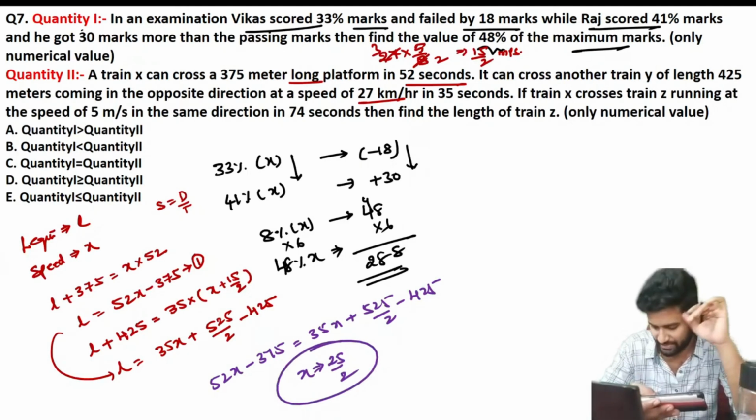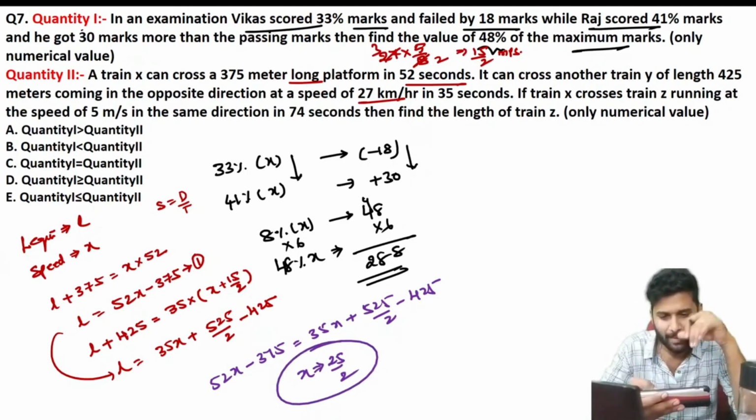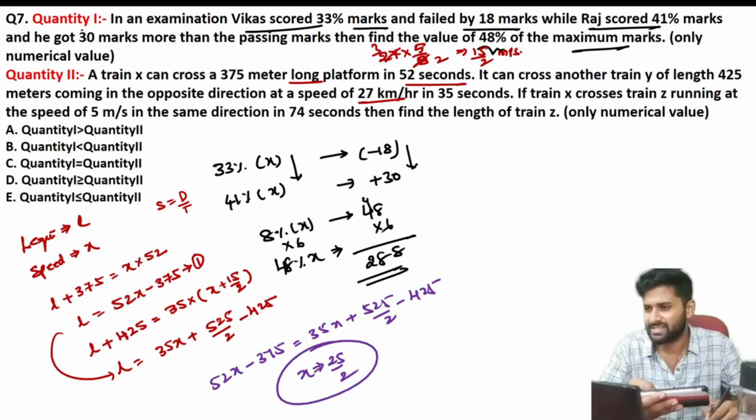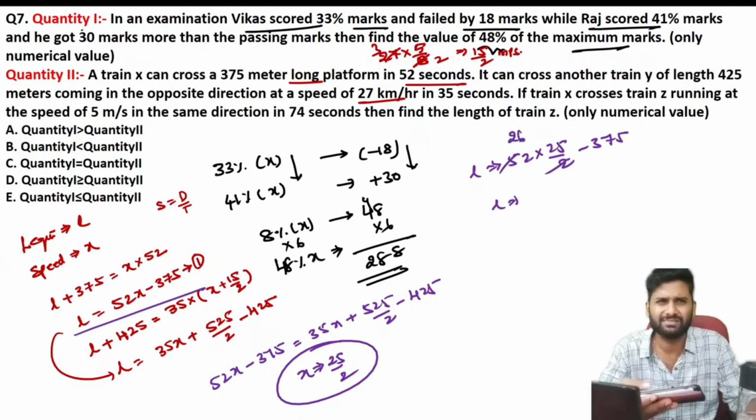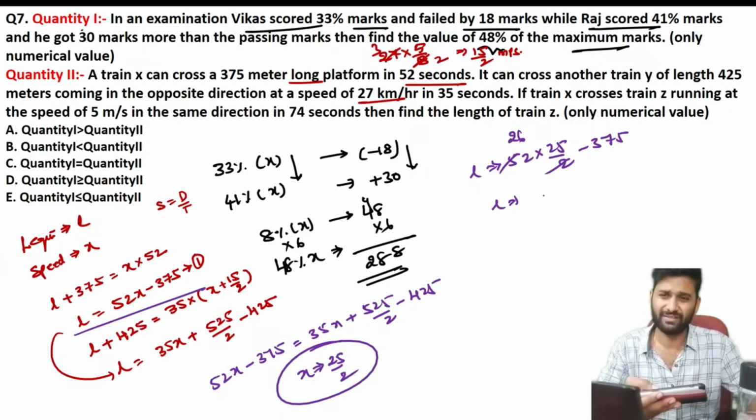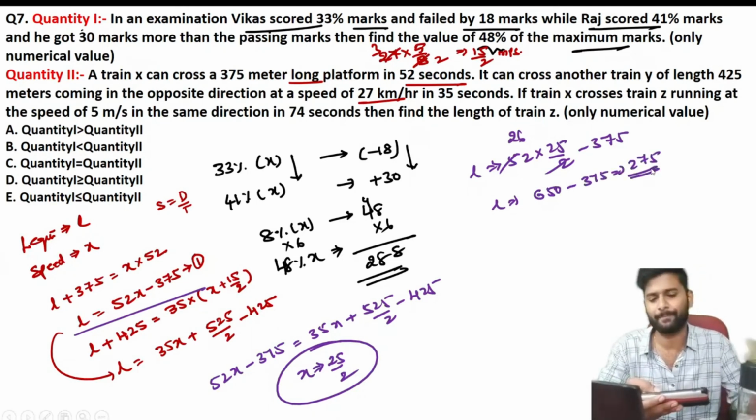Just go through the calculation. It's simple for you. Now the question: you should understand what is the length of the train. So what about the length of the train here? 52 multiplied by 25 by 2 minus 375. Now here it's exactly equal to 26 into 25, which is 650, minus 375. You will get the value 275.